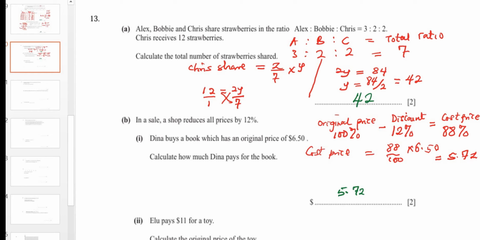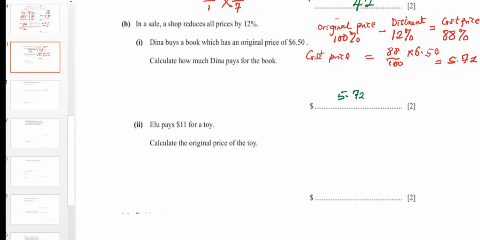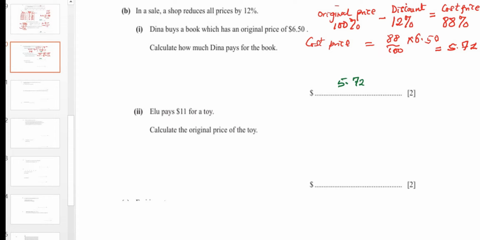Then the next question is, Elu pays $11 for a toy. Calculate the original price of the toy. Remember, it's still the same question. In this question, Elu as well enjoys the 12% reduction of that discount, a reduction from the original price. And Elu finally pays the cost price of 11.